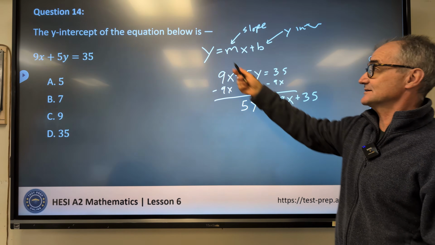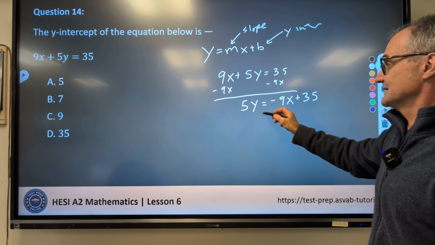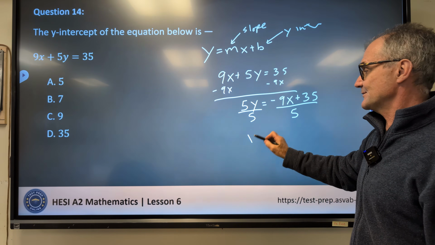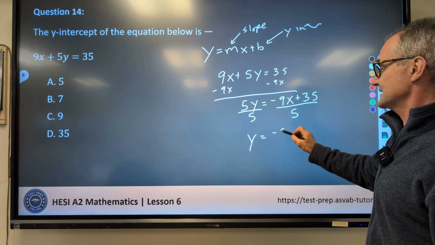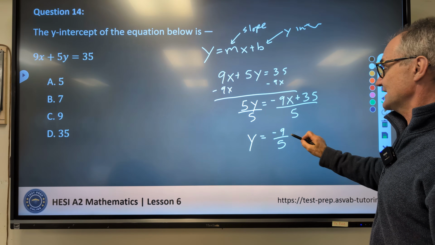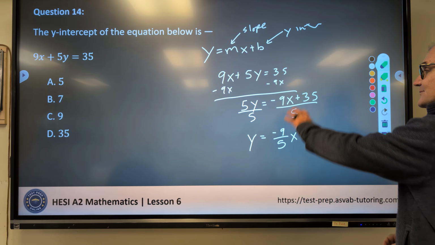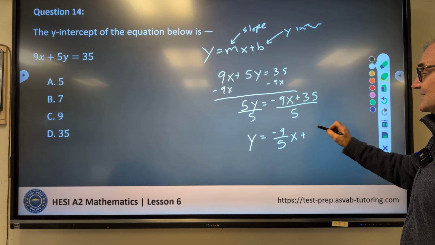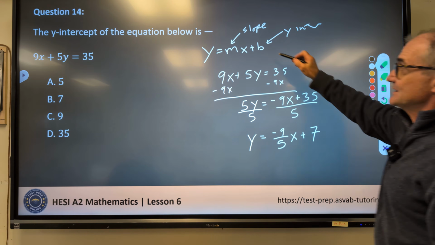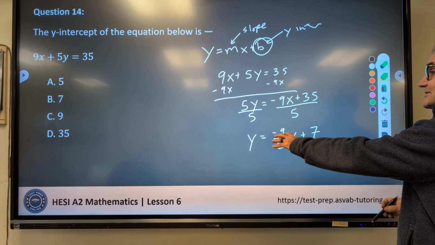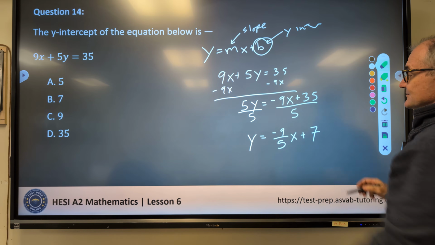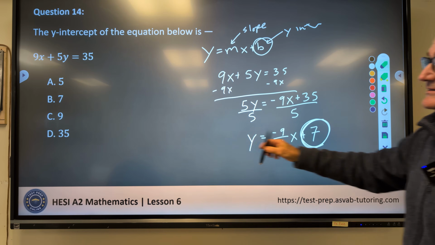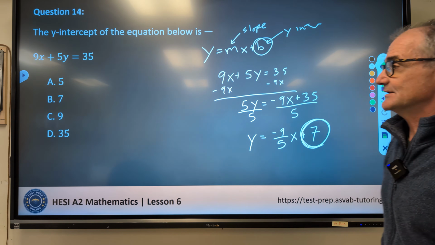Again, I want this thing to look like this general form, so I'm going to get rid of that 5, divide both sides of the equation by 5. That gives me y by itself. Y is equal to negative 9/5 x. I don't really care because I'm only concerned about that b value. Plus 35 divided by 5, plus 7. B is my y-intercept. I've converted my specific equation to that general form to find out that my y-intercept is that value, 7. So correct answer, answer B.